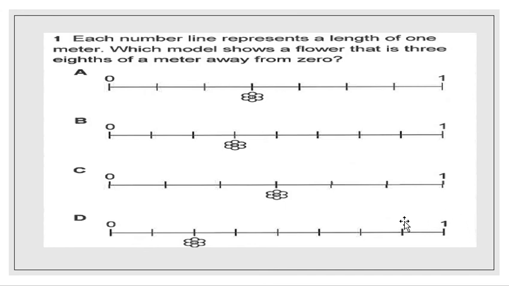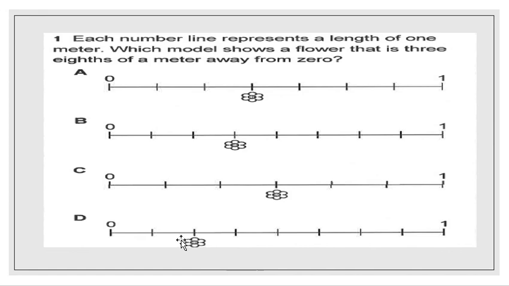7 over 8, 6 over 8, 5 over 8, 4 over 8, 3 over 8, 2 over 8, and then 1 over 8. So this flower, this point right here, is on 2/8. We're looking for 3/8, okay? 3/8. We were so close, right?